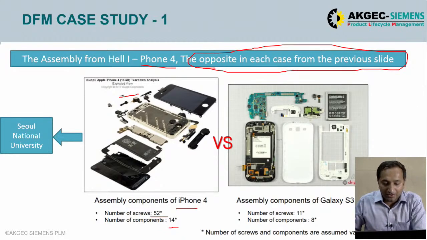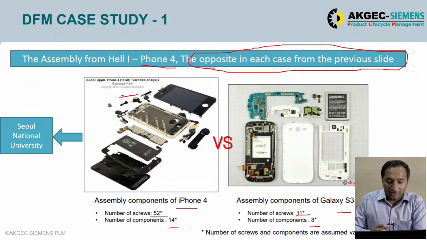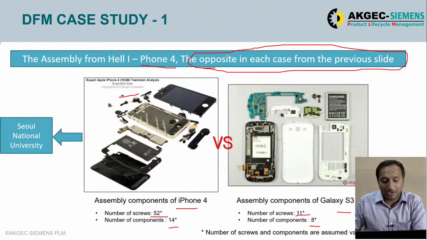Now if we compare it with Galaxy S3, the total number of screws is 11 and the number of components is 8. So if we compare the two, we can see that the assembly steps of Samsung Galaxy S3, at the time when both these phones were launched, are very few because of the smaller number of screws and components. I have taken this data from a professor of Seoul National University, SNU. From these two comparisons, we can say that the assembly of iPhone 4 was very difficult.